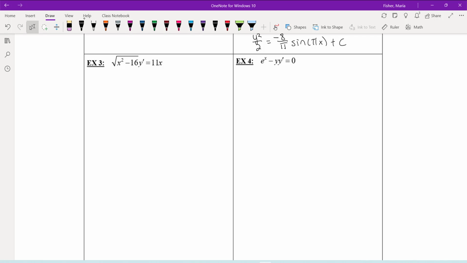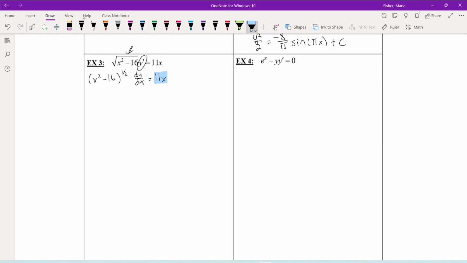Number 3, we have the square root of x squared minus 16 times y prime equals 11x. The first thing we want to do is rewrite y prime as dy/dx, and then we also want to rewrite this radical with its rational exponent. We'll write (x squared minus 16) raised to the 1/2 power times dy over dx is equal to 11x.